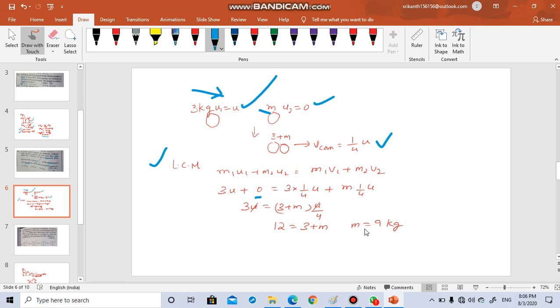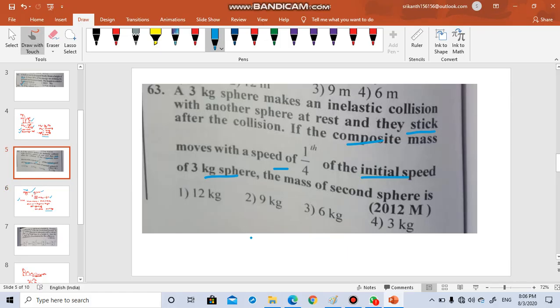m, this value into 1/4. After that it is simple mathematics, so you can take 1/4 u common, it becomes 3 plus m into u by 4. Left hand side you have got 3u, so when you solve it you get 12 is equal to 3 plus m, so m is equal to 9 kg. M is equal to 9 kg. So that is the answer.